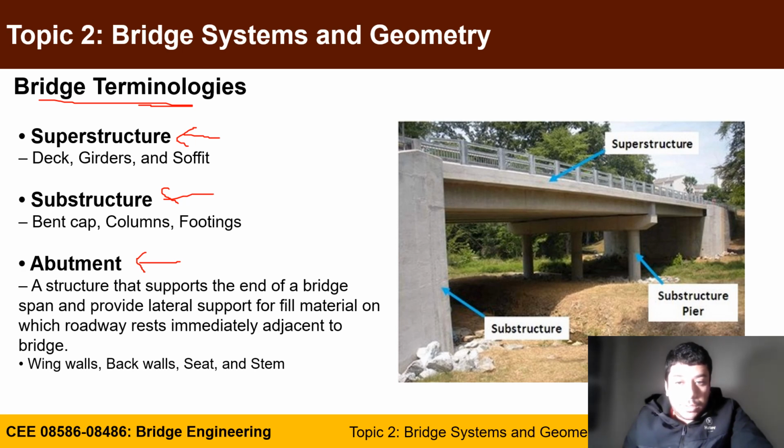In this photo, you will see that this is showing superstructure, this is showing substructure pier or bent, and this is substructure abutment. If you draw an imaginary line on top of the bearing that is supporting this part of the structure, whatever is above this line or plane is called superstructure. It includes deck, girders, and soffit. Whatever is below this line is considered substructure.